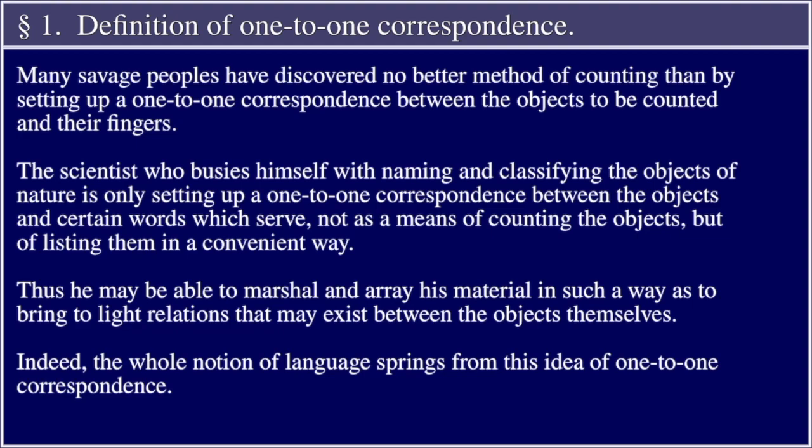The scientist who busies himself with naming and classifying the objects of nature is only setting up a one-to-one correspondence between the objects and certain words, which serve not as a means of counting the objects, but of listing them in a convenient way. Thus, he may be able to marshal and array his material in such a way as to bring to light relations that may exist between the objects themselves. Indeed, the whole notion of language springs from this idea of one-to-one correspondence.